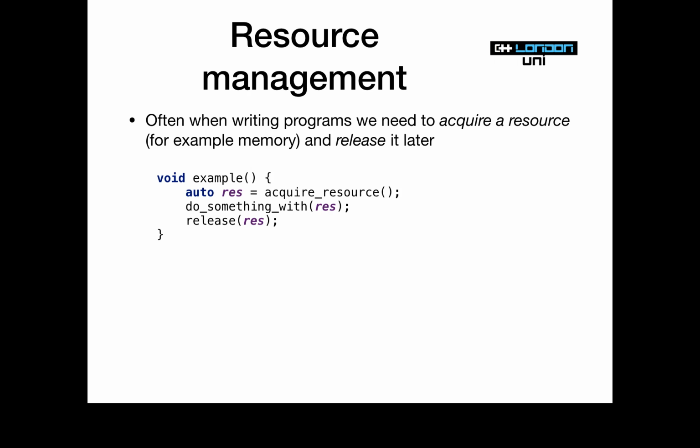Now the resource could be one of many things. It could be some memory from the operating system. It could be a file that you want to open. It could be a network connection. It could be a mutex. It could be all sorts of things that use this pattern. We acquire it, we do something with it, and we free it.